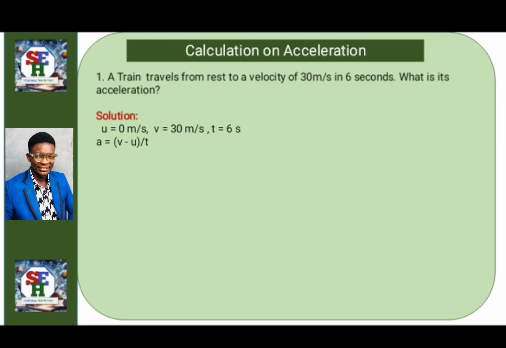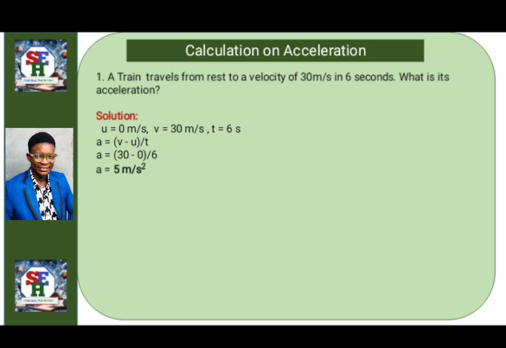Now let's substitute these given into the formula for acceleration. You know, acceleration a is equal to v minus u over t. So now substituting this, we are going to have 30 minus 0, that is the final velocity minus the initial velocity, divided by time, which is 6 seconds. Now 30 minus 0 will still give us 30, and 30 divided by 6 will give us 5 meters per second square.